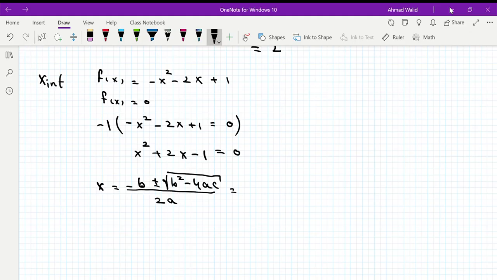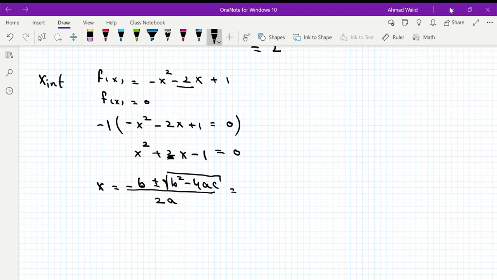Which is equal to negative b. How much is your b? You can go this way or you can go that way. It doesn't matter which b you use here, this one or this one, because here you multiplied with negative 1 and there you didn't multiply with negative 1. It doesn't matter which one you use, the original or this one, correct?